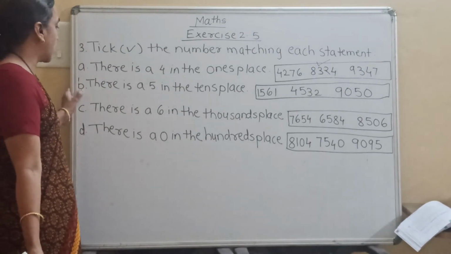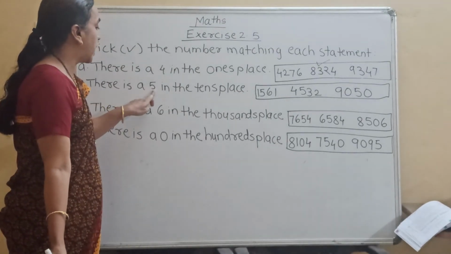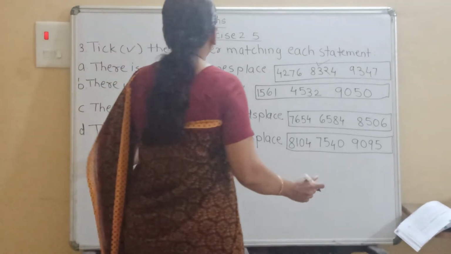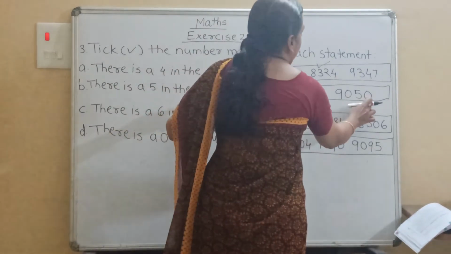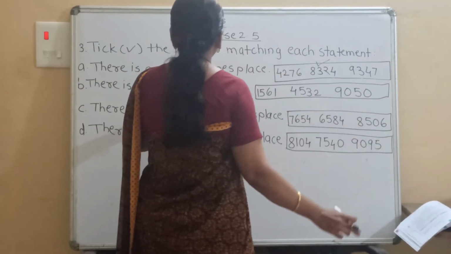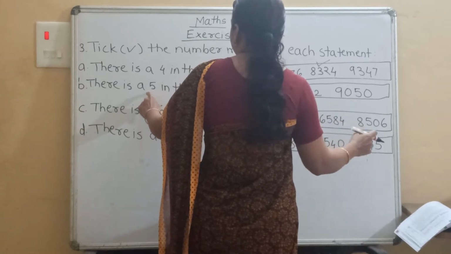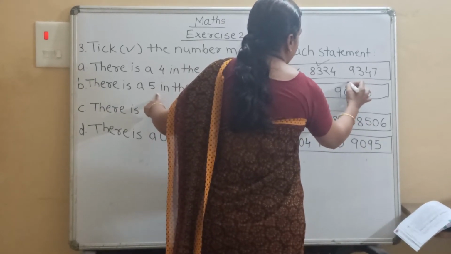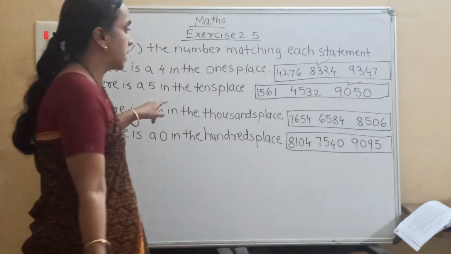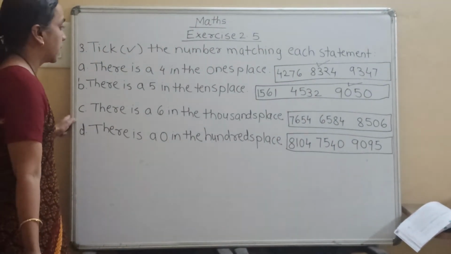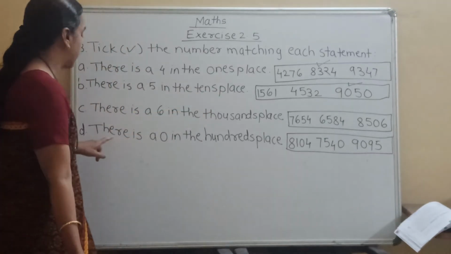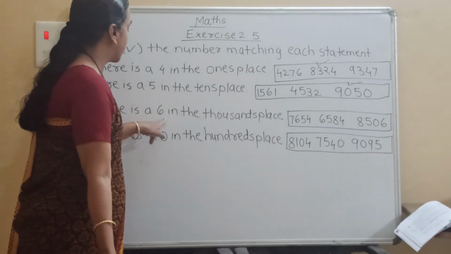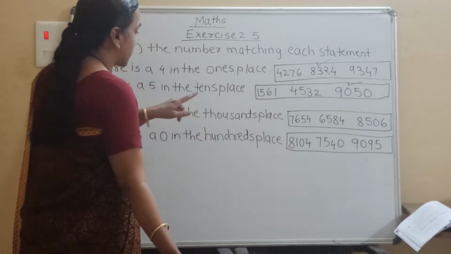Then B question is what? There is a 5 in the tens place. So find out which number is correct. Ones, tens. So in this tens place we want the number 5. So this 5 is here. So we have to tick mark on this number 9050. Okay. 5 in the tens place. Correct.